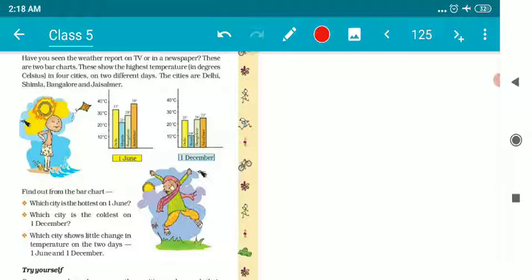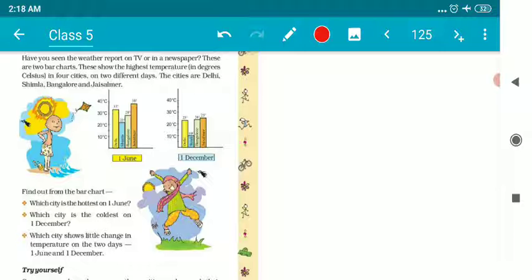The question is, find out from the bar chart which city is the hottest on 1st June. Okay, so on 1st June the hottest city is Jaisalmer, that's 38 degrees Celsius. Which city is the coldest on 1st December? Coldest means the lowest, the temperature is low. So of course it's Shimla. Shimla's temperature is 10 degrees Celsius.